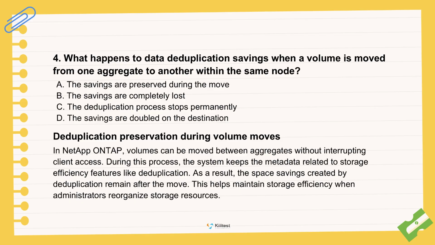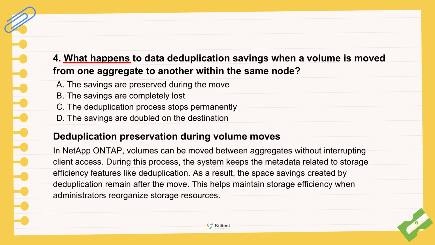We need to optimize every inch of space. And a lot of the exam focuses on what happens to our storage efficiencies when we start moving things around the warehouse. Let's look at question 4. What happens to data deduplication savings when moving a volume between aggregates on the same node?